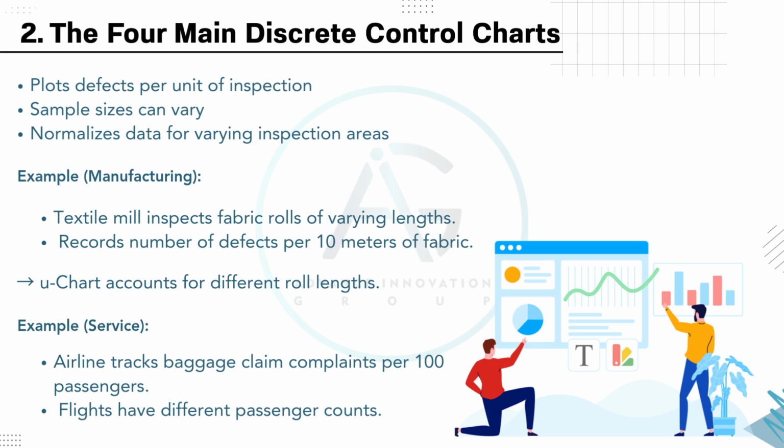Example from services. In an airline, they track baggage claim complaints per 100 passengers. But each flight may have a different number of passengers, making the sample size inconsistent. Again, the U chart steps in to handle this variability by calculating complaints per passenger count, enabling fair process monitoring. In both examples, the key is normalization. The U chart adjusts for sample size differences, ensuring that we can still monitor the quality or performance accurately.